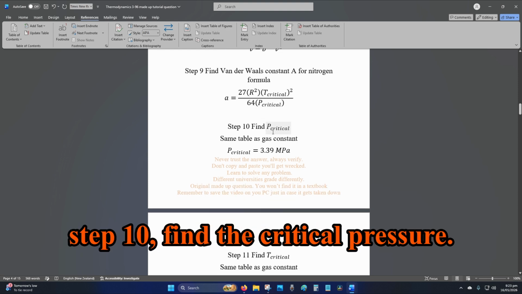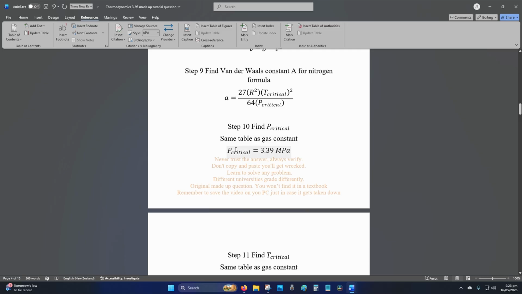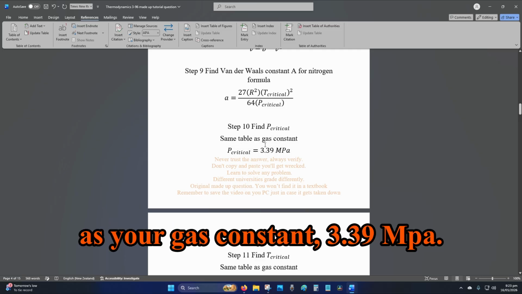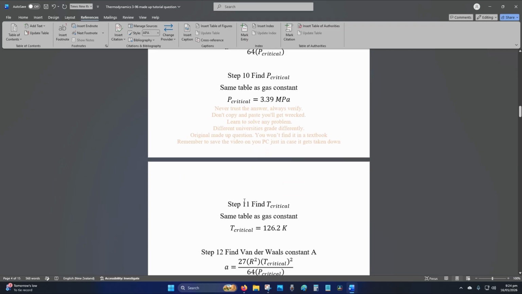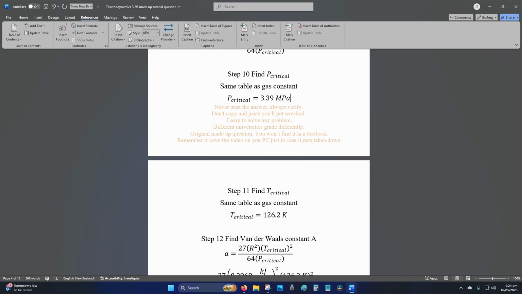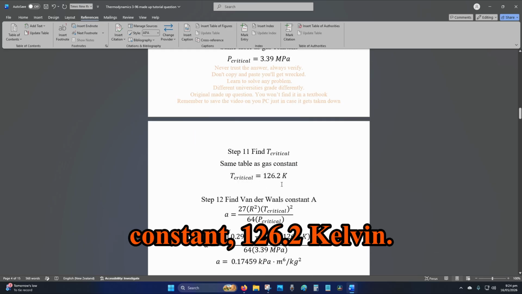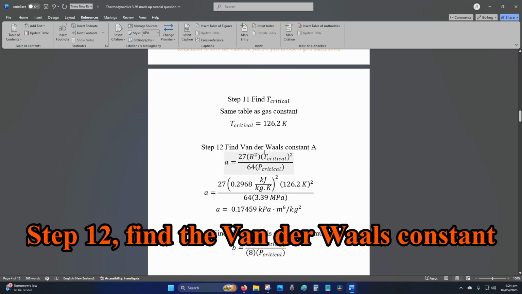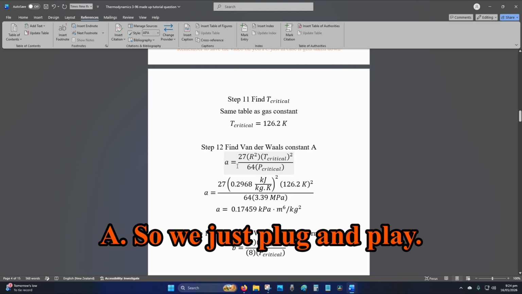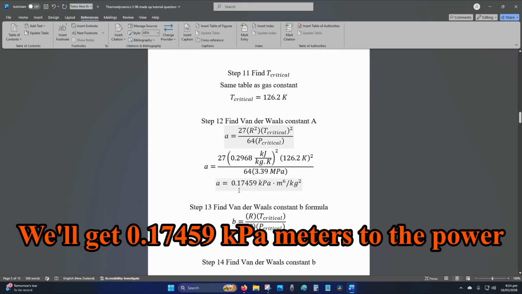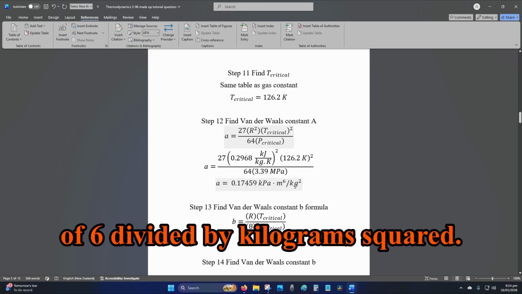So step 10, find the critical pressure. It will be in the same table as your gas constant, 3.39 MPa. Step 11, find the critical temperature. Once again, same table as your gas constant, 126.2 Kelvin. Step 12, find the van der Waals constant A. So we just plug and play. We'll get 0.17459 kPa meters to the power of 6 divided by kilograms squared.